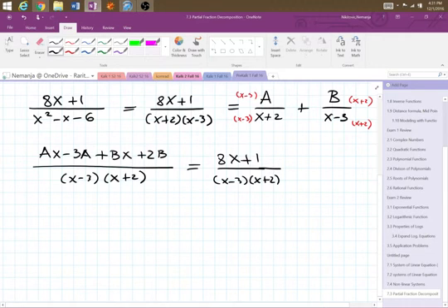These two are equal. So they have the same denominators. That means that the numerators are the same. So Ax, and I'll just put Bx next, and then minus 3A plus 2B. I rearranged the x's first. 8x plus 1. The denominators cancel on both sides if you multiply both sides by the denominator.